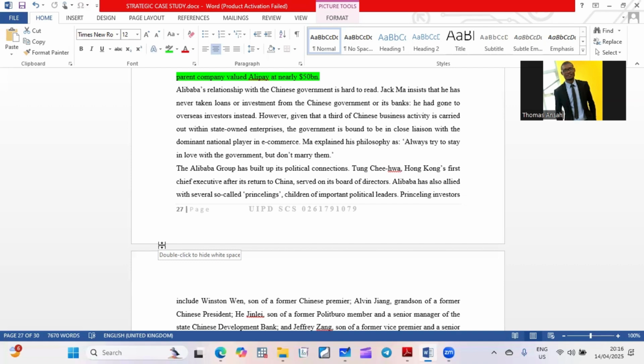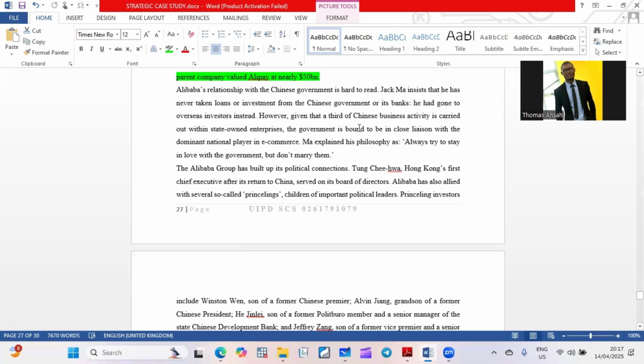So it says that his relationship with the Chinese government is very difficult to read. But just because he owns, according to the question at that point, it was like saying that they own 90% of the e-commerce activity in the entire nation of China. When it happens like that, the government will be interested. And so the political alliance is always there, whether you like it or not. All right. So that is that.